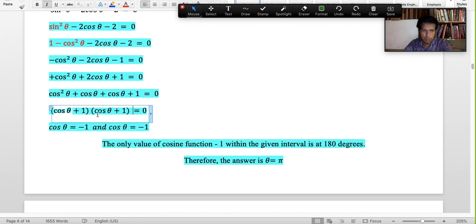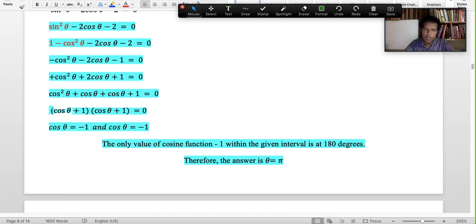Cos theta is common, so cos theta plus 1, cos theta plus 1. Actually, from this line, we can use the formula also: a square plus twice ab plus b square, so a plus b whole square. That way also we can solve from this line. Anyway, this is now the correction. Cos theta plus 1, then 1 goes to the other side, so it becomes minus 1. So cos theta equals minus 1.